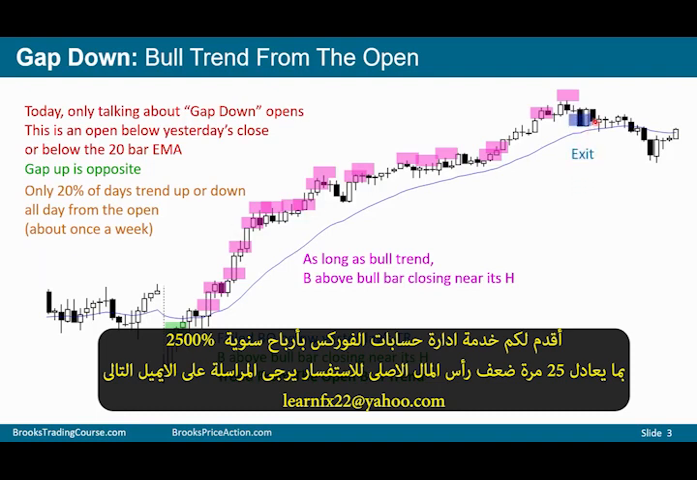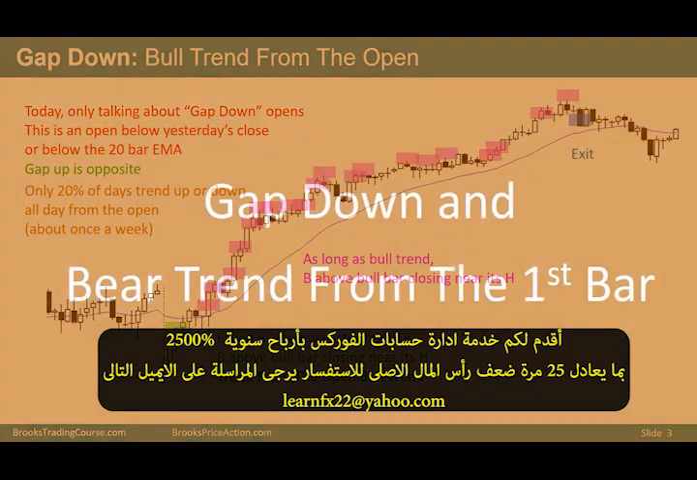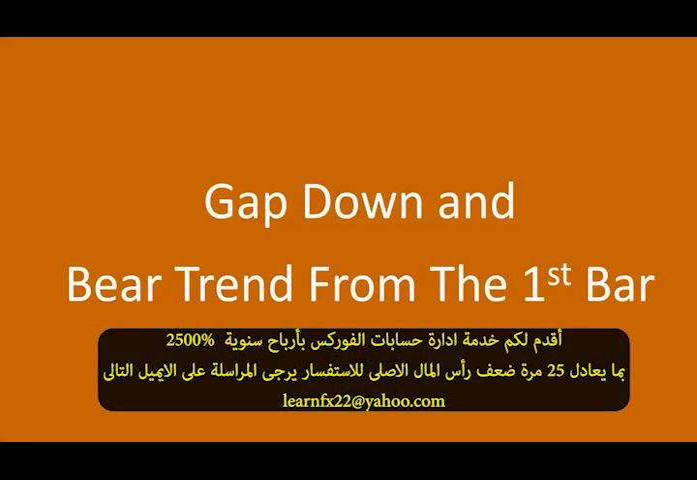You keep doing this until there's a reason to suspect that the strong trend has ended. For example, there's often profit taking in the final hour. So if there's some kind of a top, here a parabolic wedge top or a micro double top, buy climax, pullback, second buy climax, and then a bear bar, traders will exit. Next, I want to talk briefly about a gap down and a bear trend from the open.